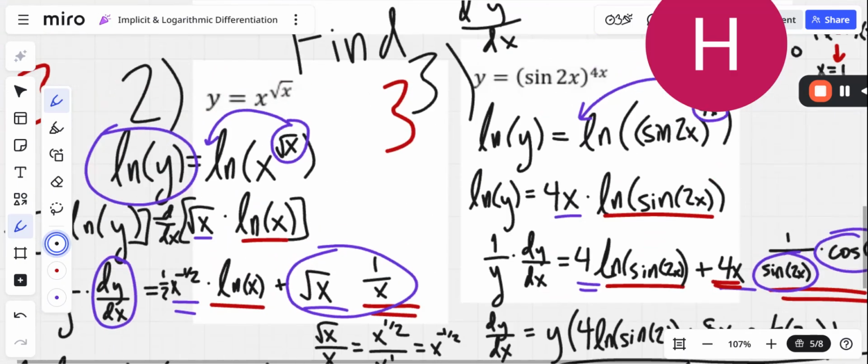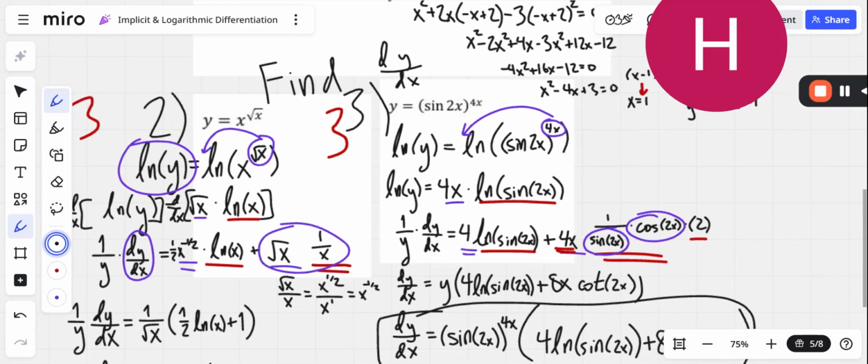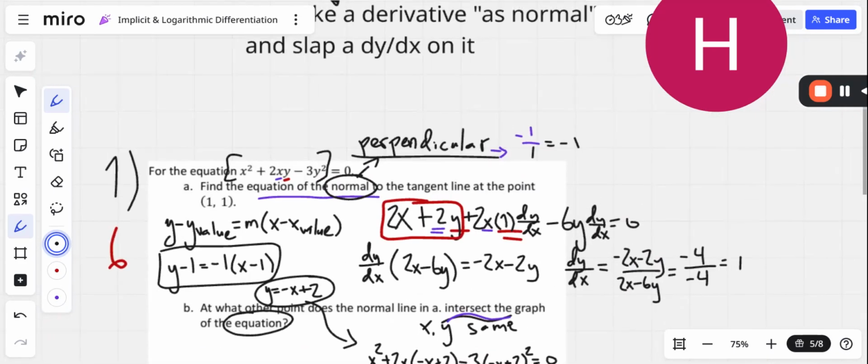So if you're in Calc 2 and Calc BC, you need to get up to speed with implicit differentiation. We're going to take a look at this topic again in the applied form of related rates. So stay tuned for that one.